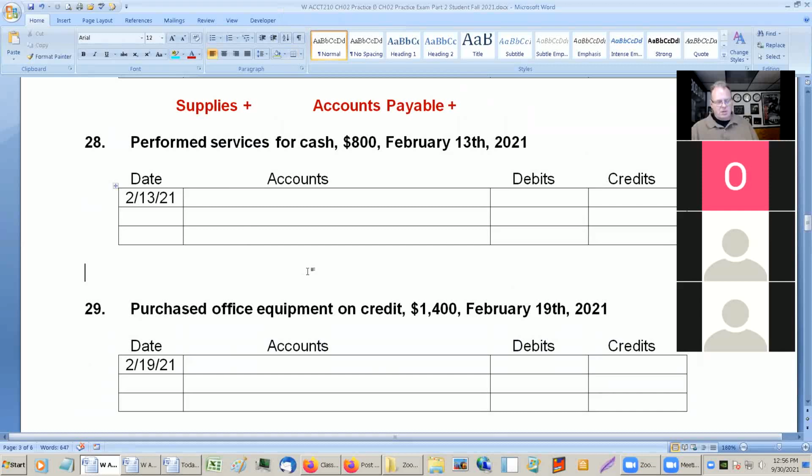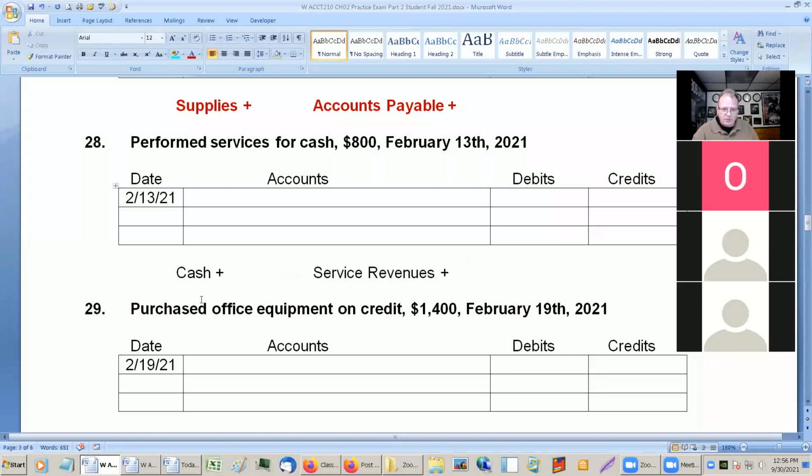Okay, this one is a little bit tricky. Perform services for cash. Is it cash and service revenues? Yes. So cash is going up, and so is service revenue.